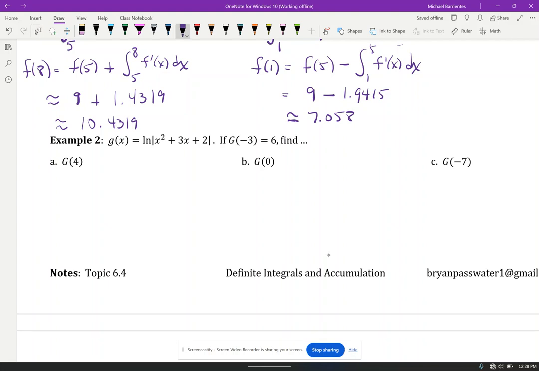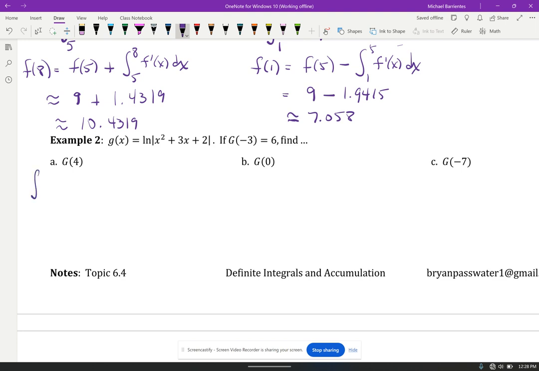We have a function little g of x equal to the natural log of the absolute value of all of this stuff. But we want to know what capital G of 4 is, if we know capital G of negative 3 is 6. So again, whenever you see a capital letter function, it is the antiderivative of the lowercase letter function. Or another way to think about it is the derivative of this capital G is little g.